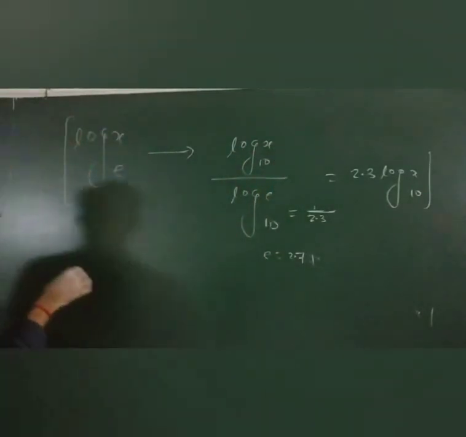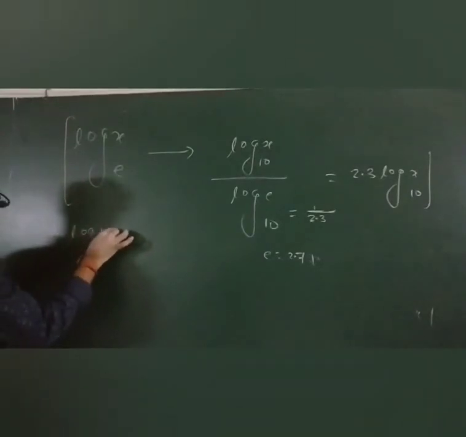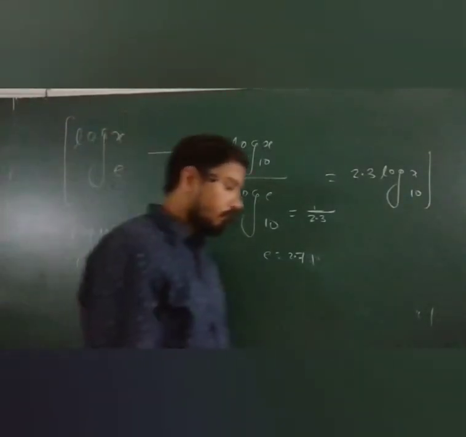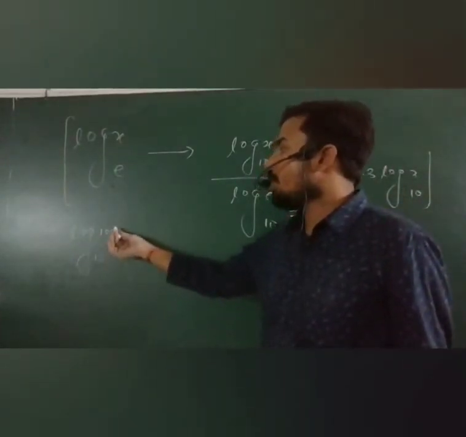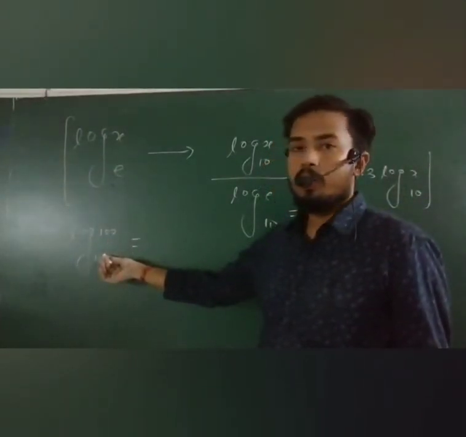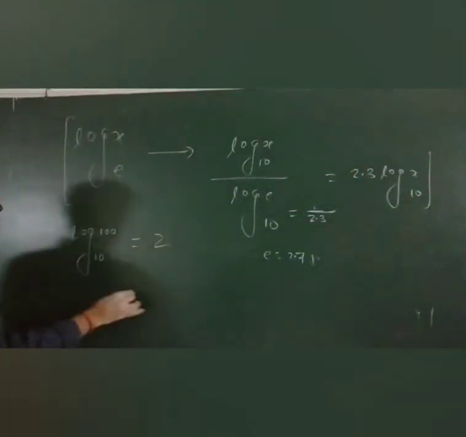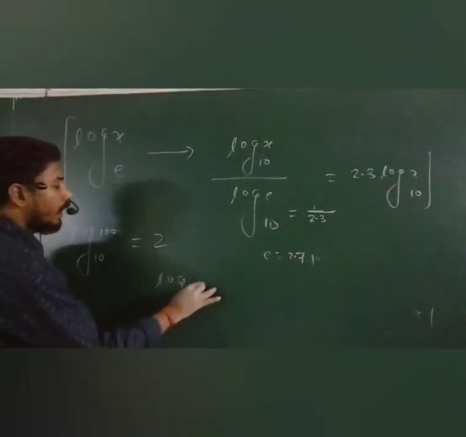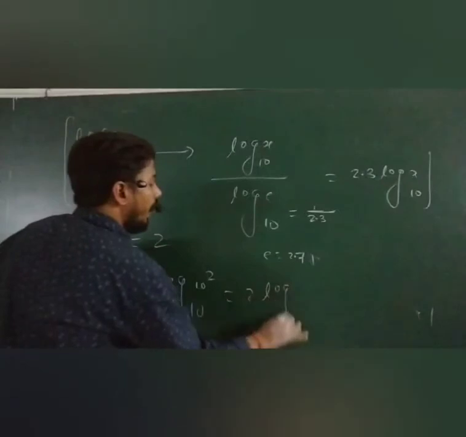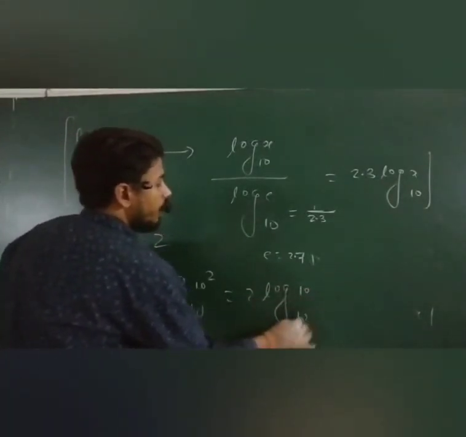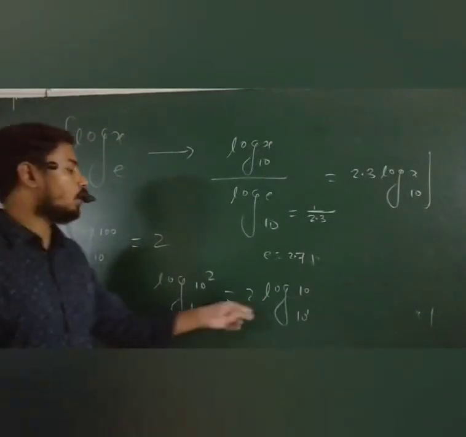Now come to the next point. Tell me the value of log 100 with base 10. Tell me fast. In the log process, what is the power of 10 that gives 100? The power of 10 should be 2, so its value will be 2. In another way, 100 we can write as 10 to the power 2. The 2 comes outside, and log 10 with base 10 is 1, so 2 into 1 is 2.